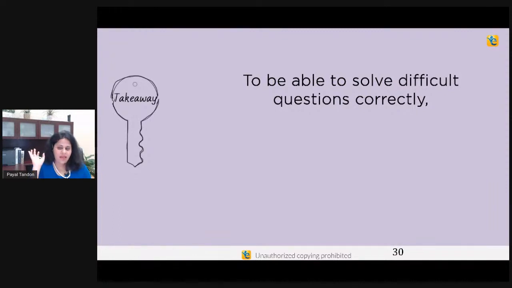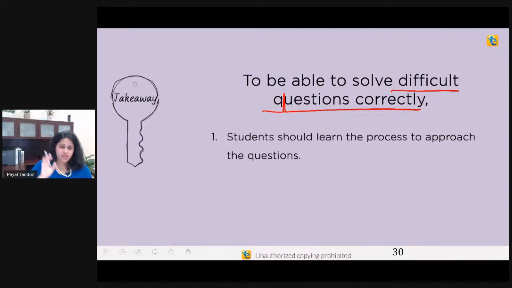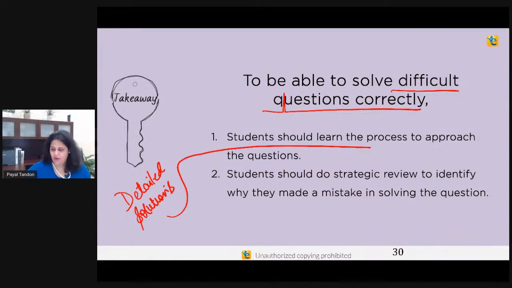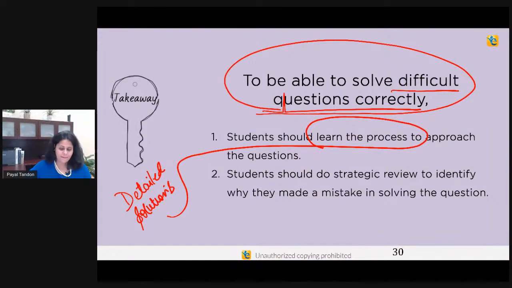So one thing, again, every time I talk about the process, I always want you to make sure that you keep that end goal in mind. Your goal is to solve difficult questions correctly. Okay. Students should learn the process to approach the questions. It needs to be one standard process that you solve. Okay. Students should do strategic review to identify why they made a mistake while solving the question. Sounds right is not correct. If you got the question right, but not for the right reasons, that question you should mark as incorrect in your error log. Okay, you just got lucky while in that particular practice session. So you always have to, and how do you do that? You can do this kind of analysis only if there are detailed solutions provided to you, solutions that are based on this process that you need to make second nature. Okay, so that you can solve these difficult questions correctly. Okay.